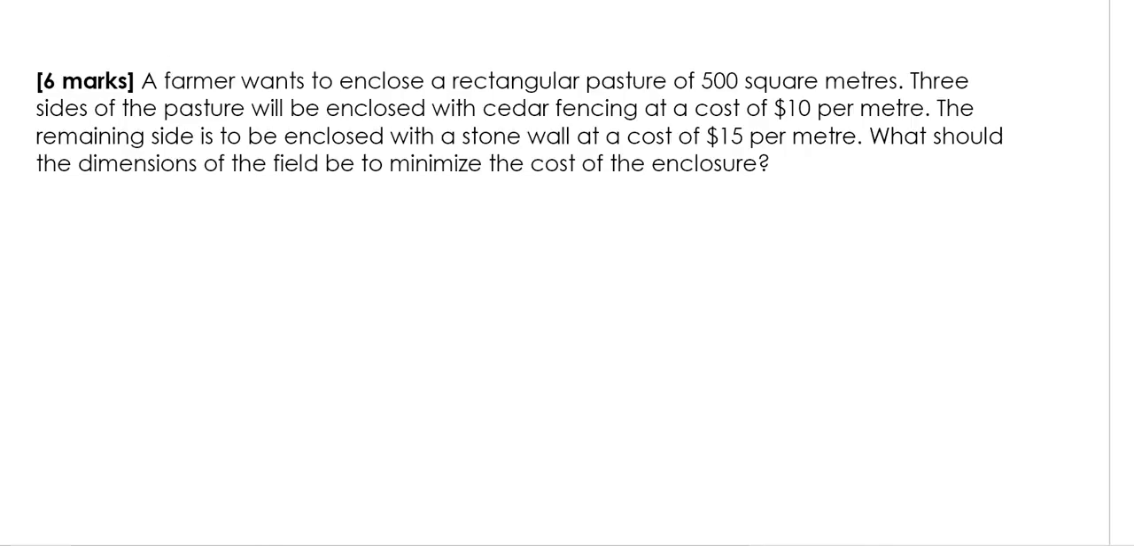And in this question, I have a word problem here. It's probably another application of derivative word problems. And let's take a look here. So I have a farmer who wants to enclose a rectangular pasture of 500 square meters. And for this problem, 3 sides of the pasture will be enclosed with cedar fencing at a cost of $10 per meter. Okay, and the remaining side is to be enclosed with a stone wall at a cost of $15 per meter. Okay, and then I want to find out what should the dimensions of the field be in order to minimize the cost of the enclosure.